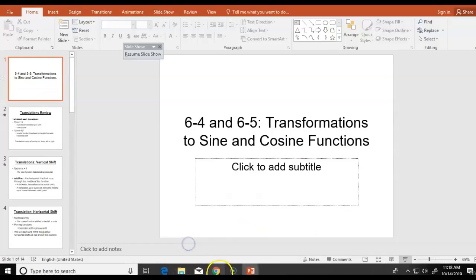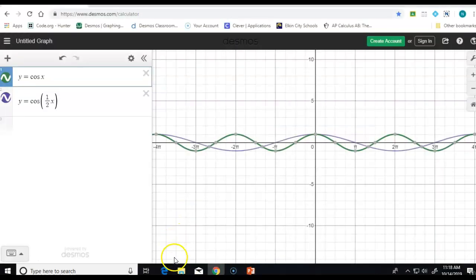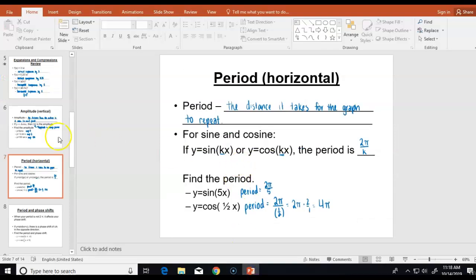But as far as figuring out what it is, it is as simple as this rule, 2 pi divided by whatever number is in front of your x. So thinking of what it looks like can be a little more difficult, but figuring out from the equation, it's just 2 pi divided by whatever is in front of your x.